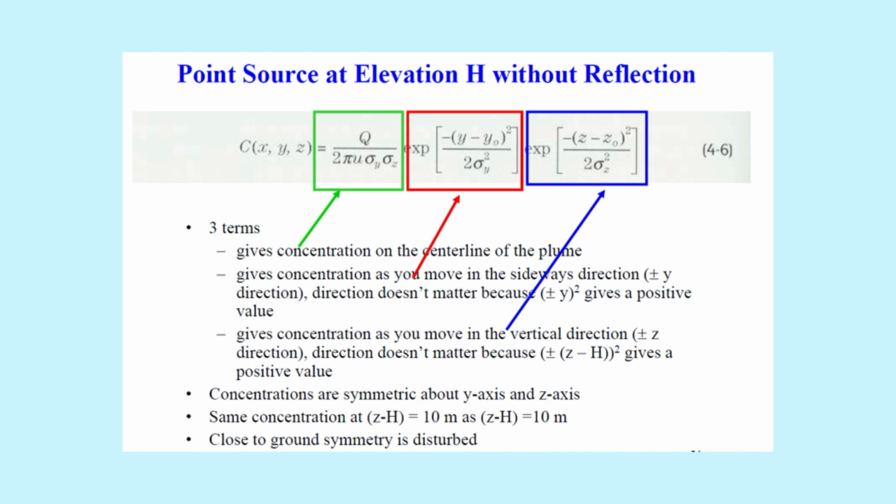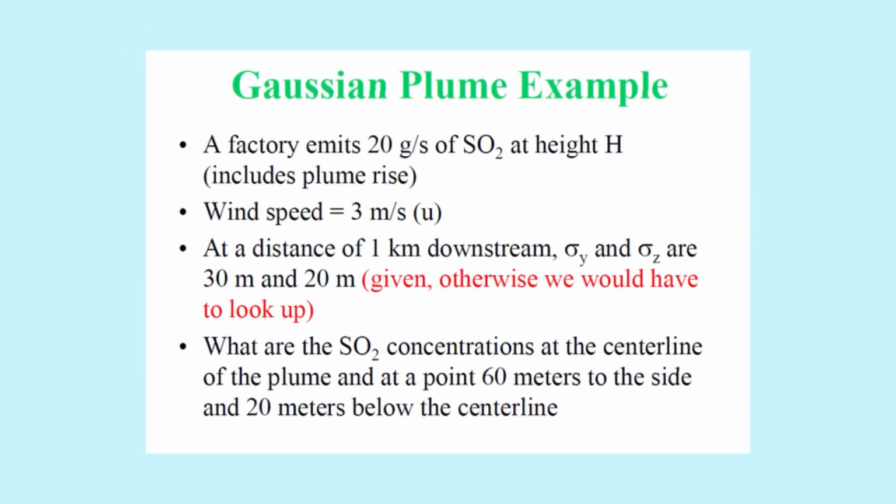For example, you may be interested only in the center line of the plume. So this is the formula that is used for the center line at a given downwind point. And this is a small example. A factory emits 20 gram per second of sulfur dioxide at height H. The wind speed is 3 meters per second. At a distance of 1 kilometer downstream, the sigma y and sigma z are 30 and 20 meters. This 30 and 20 meters is normally given. Otherwise, based on the atmospheric stability, it can be easily taken from the graph. And I'll show you that graph.